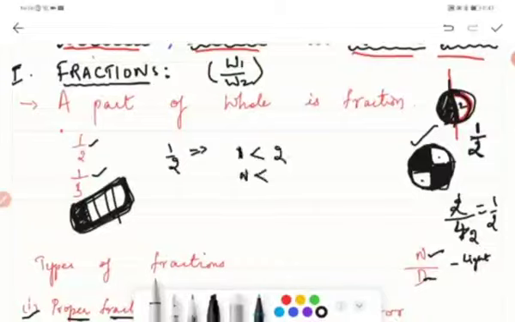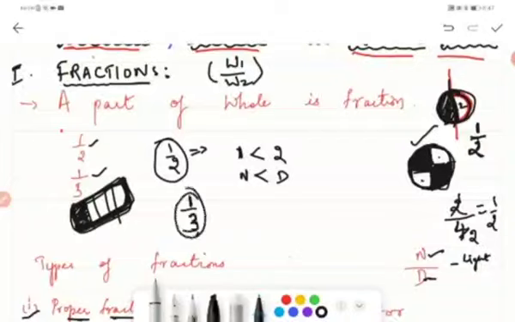Numerator is less than denominator, so this is a proper fraction. Okay, take 1 by 3. Again, 1 is less than 3, that is, numerator is less than denominator. Again, this is a proper fraction.